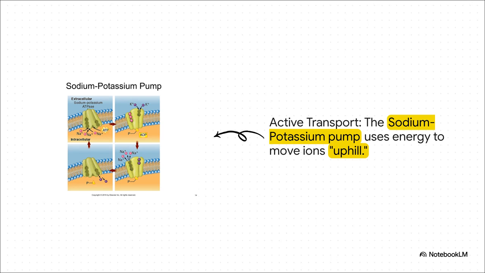But what if the city needs to pile up materials in one specific place? That's where active transport comes in, like with this sodium-potassium pump. See how it's using ATP as fuel? It's actively pumping sodium ions out and potassium ions in, fighting against the natural gradient. It's like a toll booth that you have to pay with energy to get through.